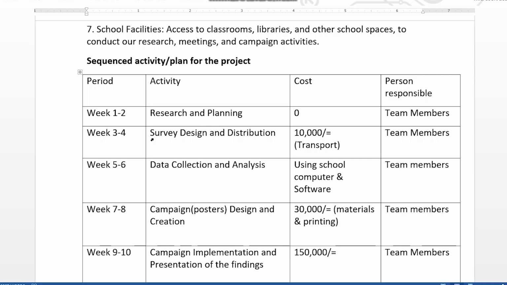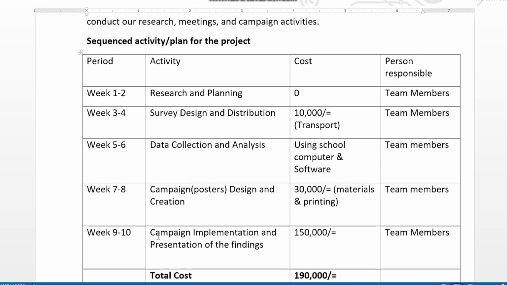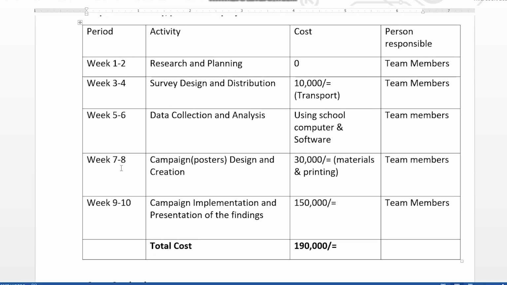Week 3 to 4 will do survey and distribution, and here I need some transport. Week 5 to 6 collects data and analysis, so here I can use the school computer to analyze, and the software in the computer, and it is done by the team members. Then week 7 to 8, that is 2 weeks, the campaign poster is going to be designed and then created, and it can cost him about 30,000. This is just an estimate because we need some material and also printing.